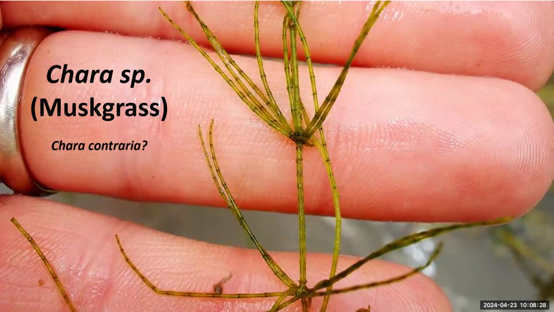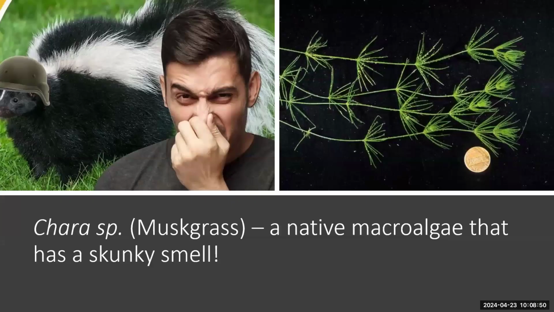So Chara is pretty old, I think, in evolutionary time. These evolved before the bryophytes. They are neat in that they can tolerate low nutrient conditions. And its common name, muskgrass, is very appropriate, and I'll tell you why. When you pull out a rake of Chara from the water, it has a distinct odor. It smells like a skunk. It's off-putting to some people. I don't mind it. But it's a really useful property to help you identify when you've got Chara.